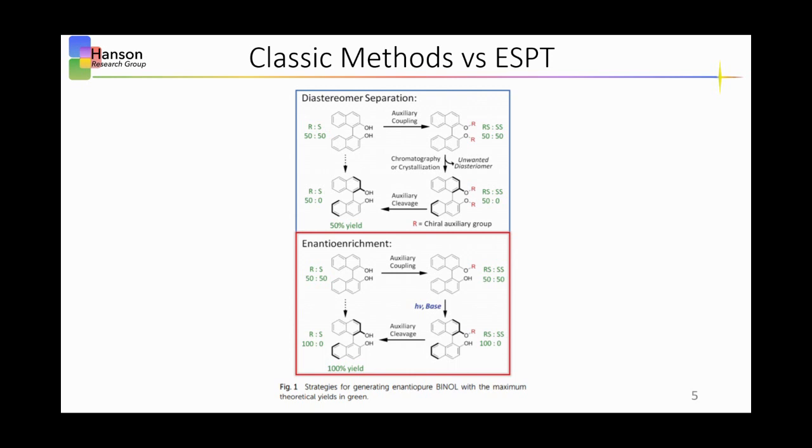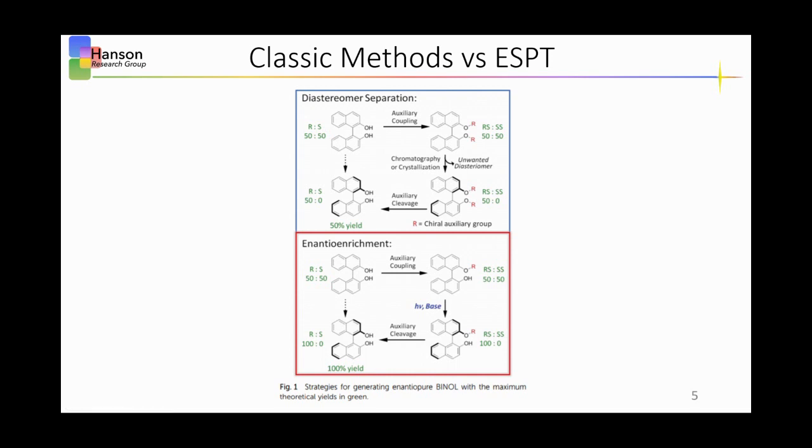One of the reasons that we're excited about this paper is because classically, in order to obtain a higher enantiomeric excess from an atropisomeric compound, you would need to first couple a chiral auxiliary group to your molecule. So here we have BINOL, which then becomes this auxiliary coupled BINOL. You perform either a chromatographic separation or a recrystallization, and that will separate your two diastereomers from each other, usually one of which is just discarded because it's not the desired diastereomer. After which point you perform an auxiliary cleavage, and that gets you your desired enantiomer. However, you get a maximum theoretical yield of 50%.